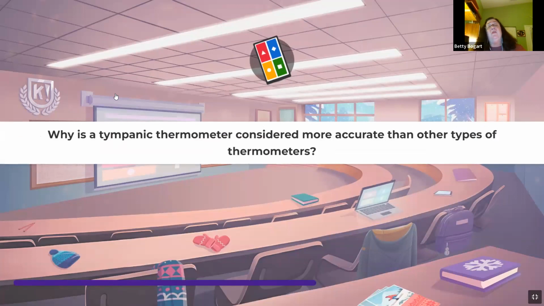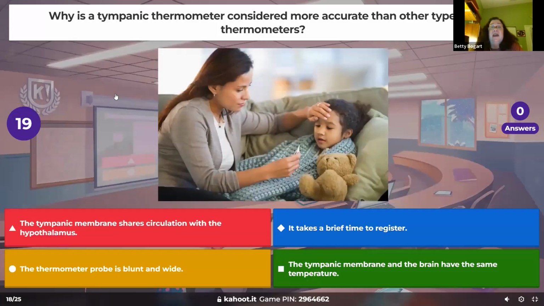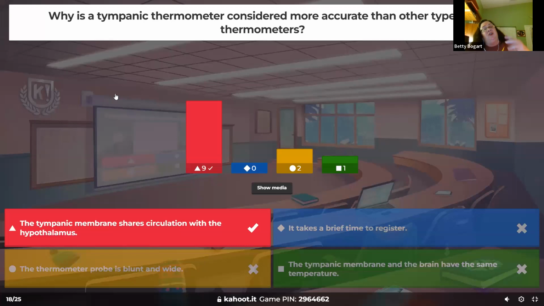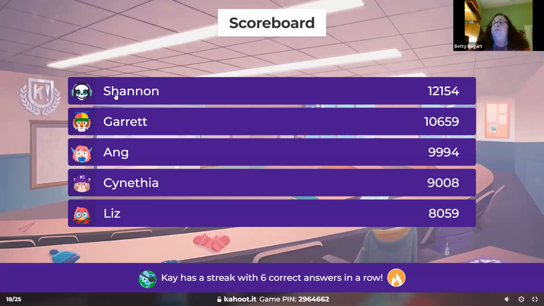Why is a tympanic thermometer considered more accurate than other types of thermometers? I know when they first came out, most nurses were hesitant to use them. They're like, how can an ear thing work? Well, then we found out that the circulation shared with the inside of the brain. We're like, well, it must be an accurate thing. So this is the reason why. It shares circulation with the hypothalamus. So we know if the inside and outside in the ear, it is an accurate thermometer, an accurate number.